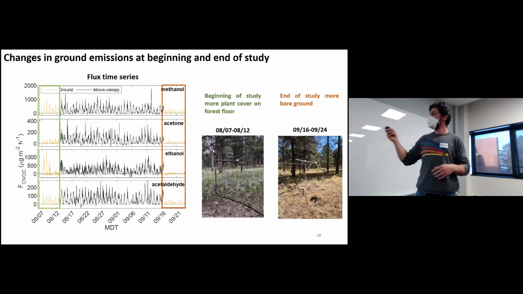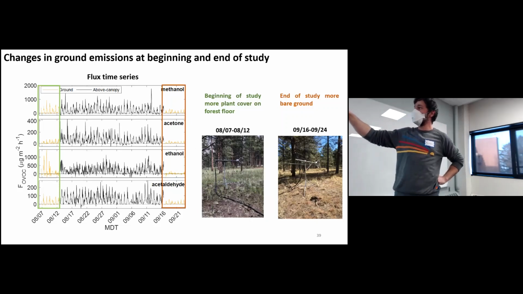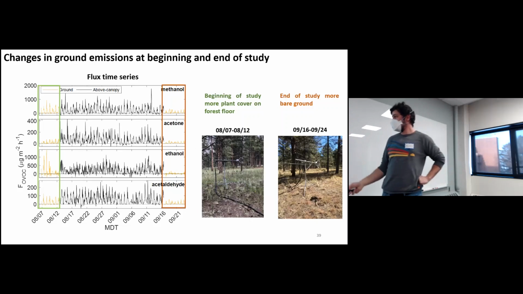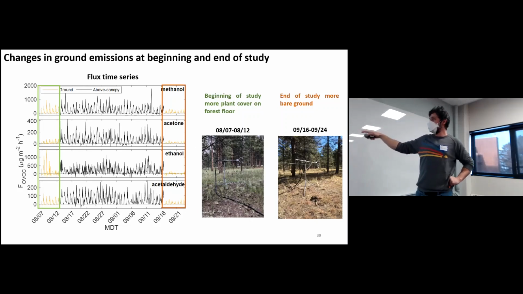And then you could also see near the ground that we had higher emissions of these OVOC at the beginning of the study, when we had a lot of nice greenery on the ground. And then when we got to the drier portion at the end of the study, when we went back, we didn't have that, and we saw this decrease in emissions occur. So greenery on the ground actually contributes to this net emission of OVOC that we're seeing.